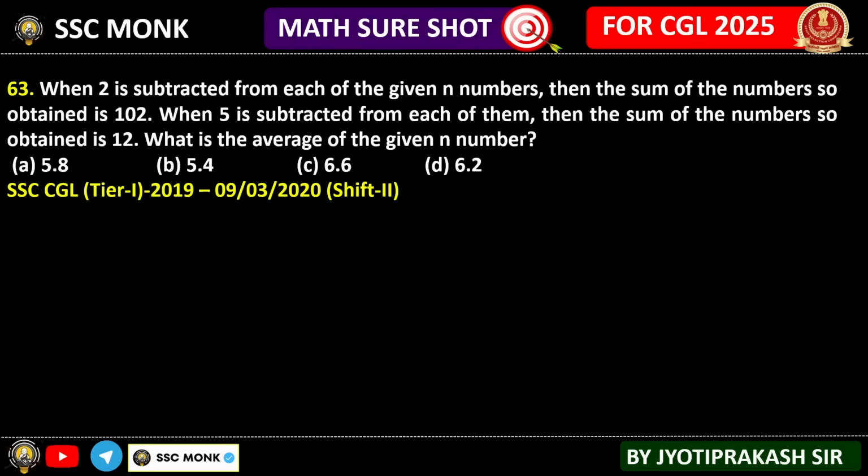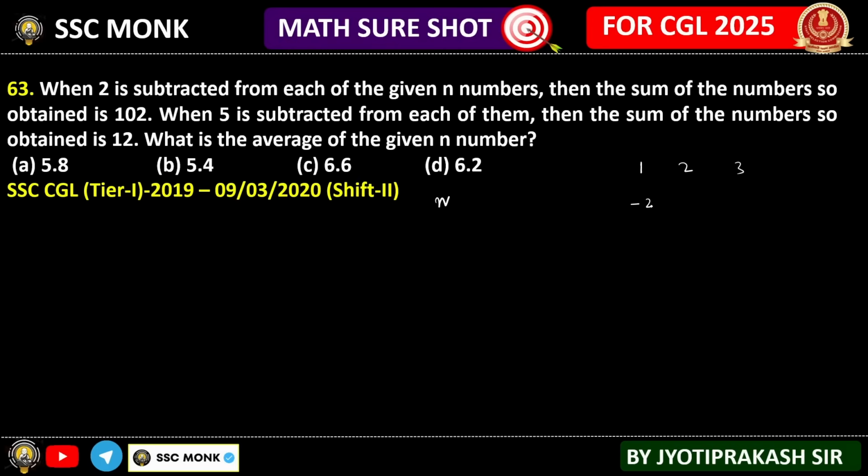Next, when 2 is subtracted from each of the given n numbers, the sum of the numbers so obtained is 102. When 5 is subtracted from each of the numbers, the sum of the numbers obtained is 12. What is the average of the given numbers? Now understand this. Let's say n numbers are there. So when 2 is subtracted from each number, let's say there are 3 numbers.